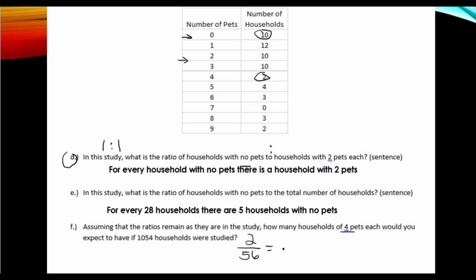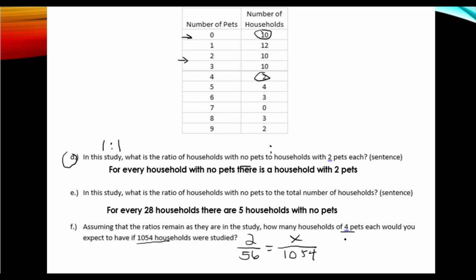So that ratio is going to equal an equivalent ratio if we surveyed 101,054 households. So hopefully you can figure this out, right? Hopefully you can figure the whole thing out. But I'm going to cross multiply and divide.